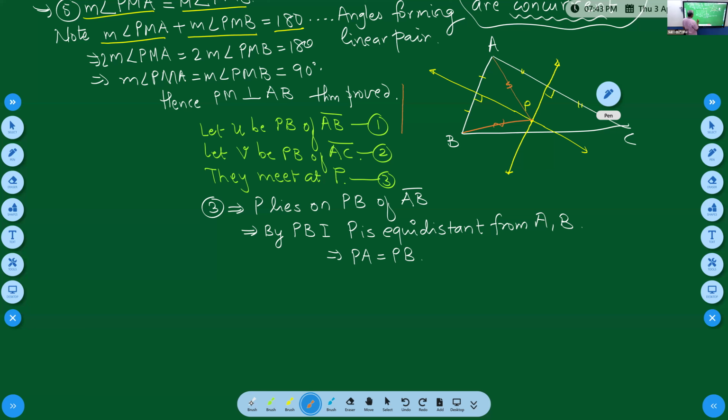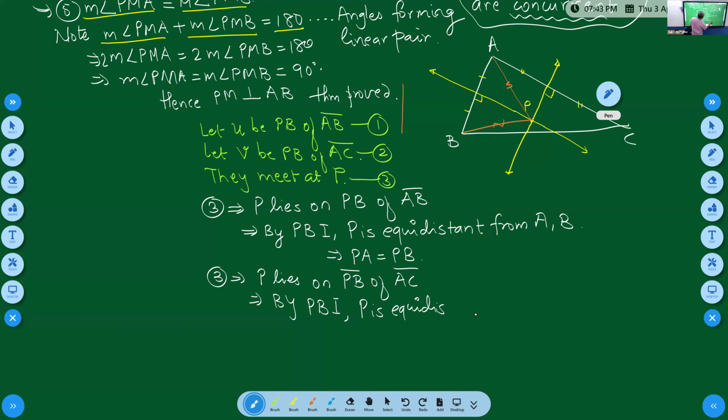Three also implies P lies on perpendicular bisector of AC. Therefore, by PB1, P is equidistant from A, C.